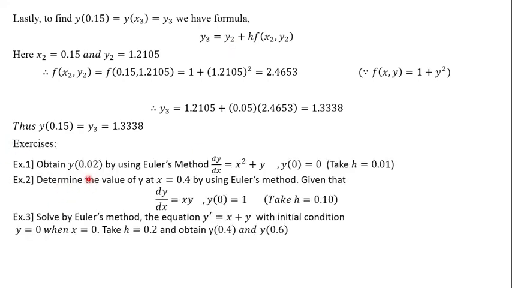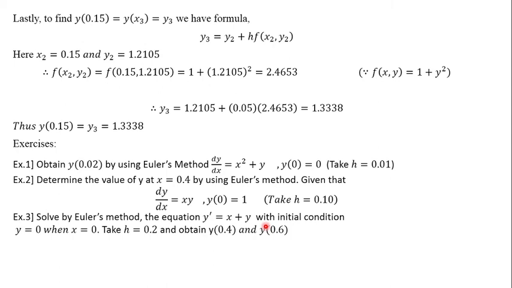Now these are the exercises based on Euler's method. So this is dy by dx is equal to x square plus y. Initial condition is given, y at 0 is 0 and h is 0.01 and we have to obtain y at 0.02. Another example, dy by dx is x into y and you have to obtain y at 0.4. You have given h is 0.1 or 0.10, doesn't matter. 0.04 means 0.040.